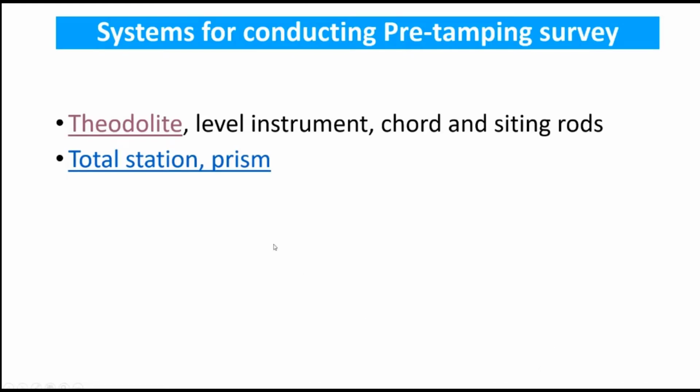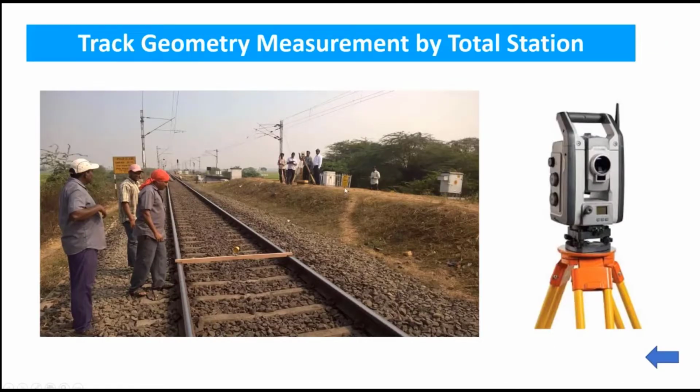Then we have total station and the prism. In this method, the prism is placed at the center line of the track and its coordinates are picked up by the total station, and this way at every 5 meters the coordinates of the center line are picked up and then the alignment is designed, redesigned or worked out again.